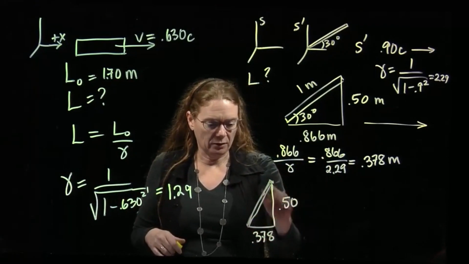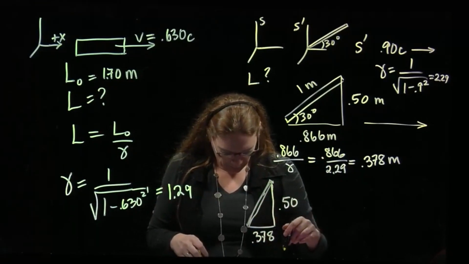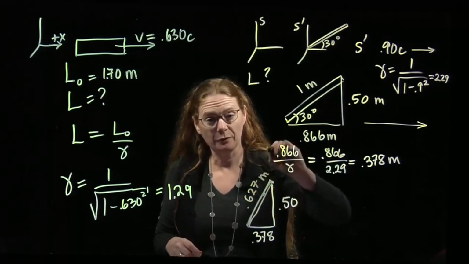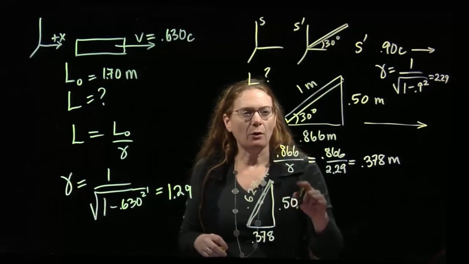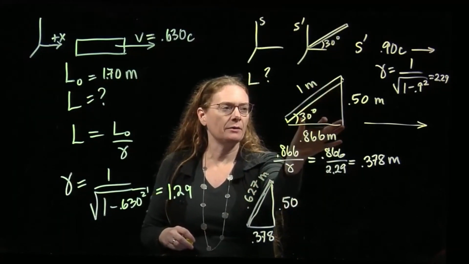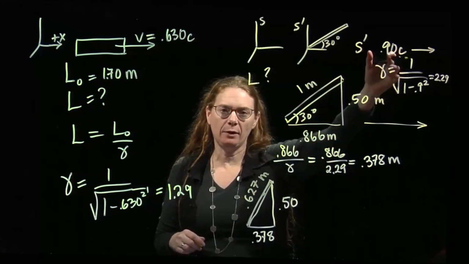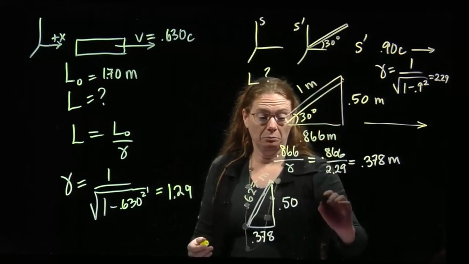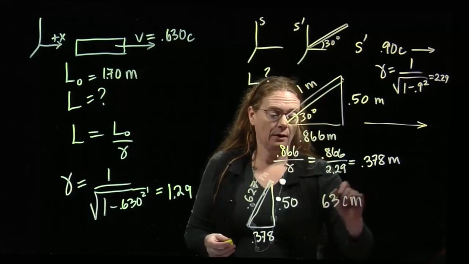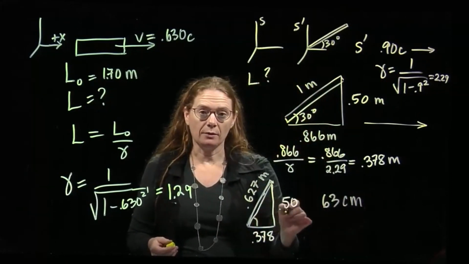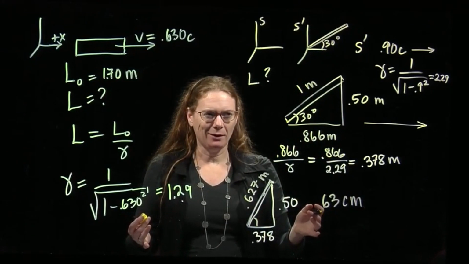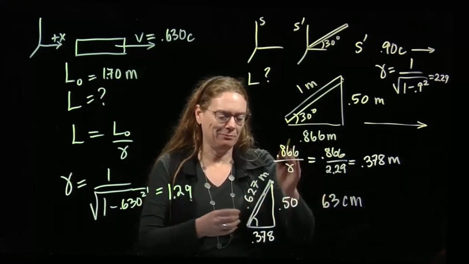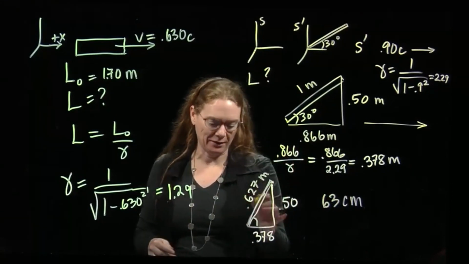0.5 squared plus 0.378 squared, square rooted. Now, what's the answer here? I got 0.627 meters. Hopefully you're getting the same thing. So a meter stick at 30 degrees, at 9/10 the speed of light, actually looks like it's contracted to 63 centimeters. And the angle would change, of course, as well. Isn't that weird? The angle changes because only one direction gets squished. The up-down doesn't get squished, and so the angle would change as well.